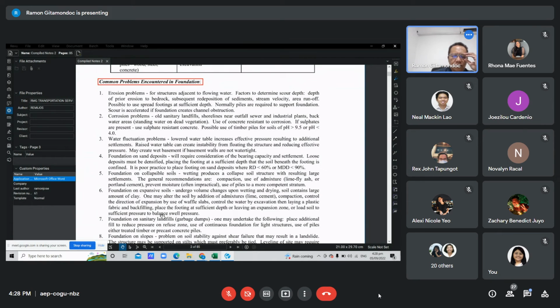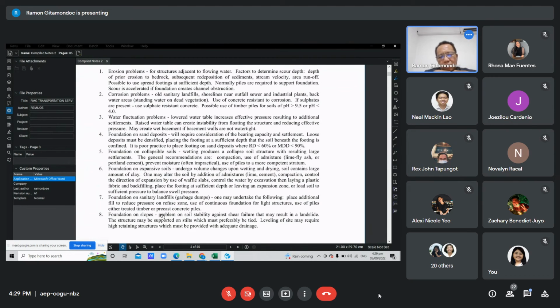Now number 7 is our foundation on sanitary landfills or garbage dumps. For this one, the soil property is really variable, even in close proximity of locations. So in one location it is rather hard, you will encounter solid garbage, but at some other location there is biodegradable garbage, so it is soft, so it is prone to uneven or differential settlement.